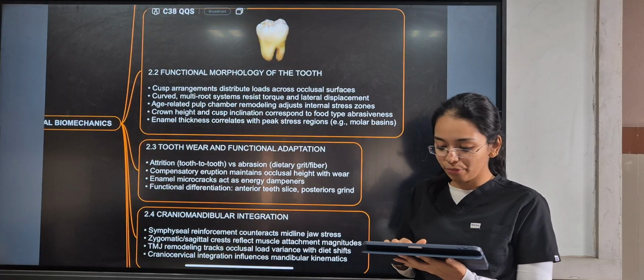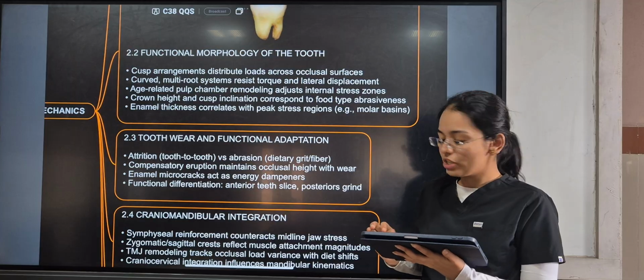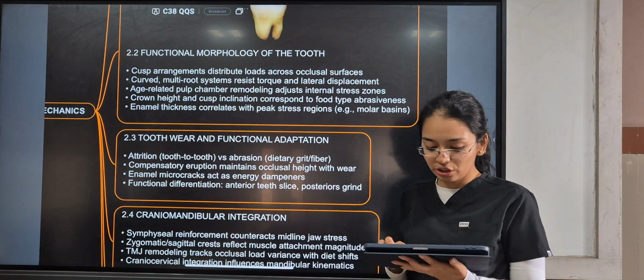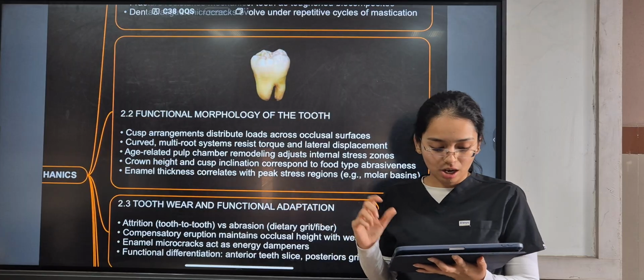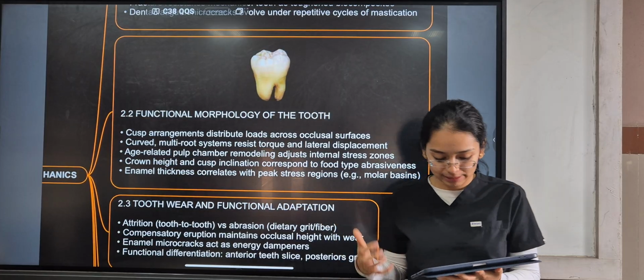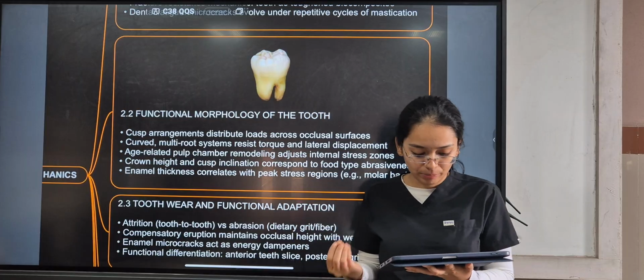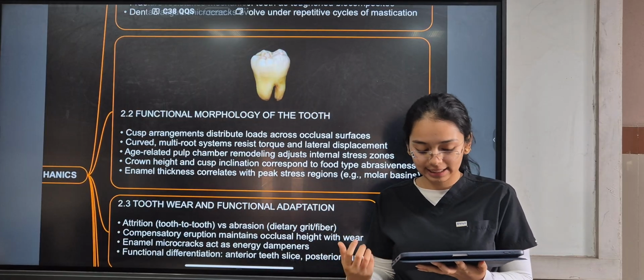Secondly, we have some concepts related to the functional morphology of the tooth. Initially, we have cusp arrangements which distribute loads across the occlusal surfaces. We have curved multi-root systems which resist torque and lateral displacement forces. Age-related pulp chamber remodeling adjusts the internal stress zones seen in the teeth.